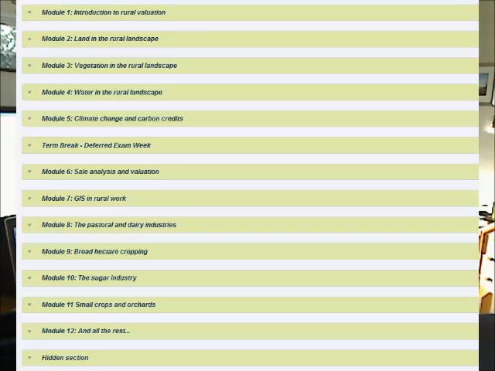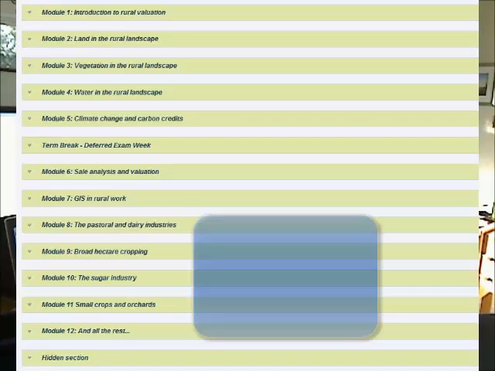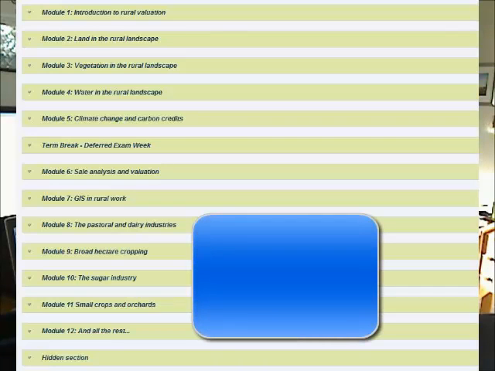As we move down, we then move into looking at the actual industries, and we really devote almost half of the course to going through a selection of particular rural land uses and the peculiarities associated with their valuation. I cannot say that one of these is more important than the other.